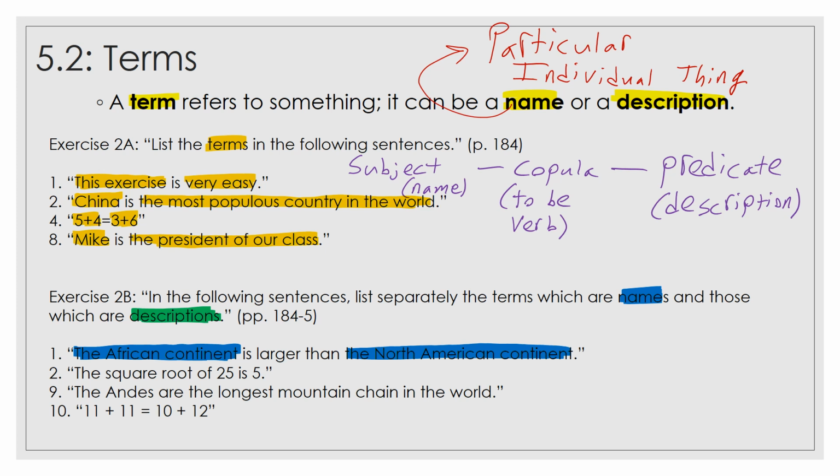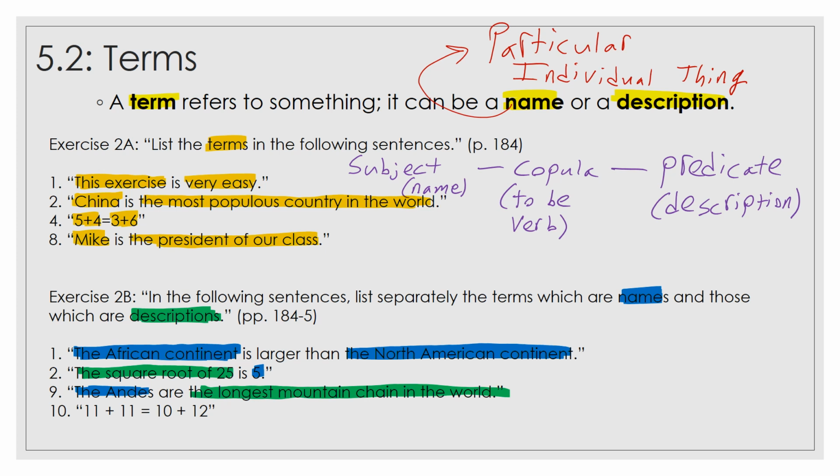How about number 2, the square root of 25 is 5. Here, we'll treat 5 as a name, a particular number, and as the subject, and we'll treat the square root of 25 as a description. It's describing our subject, it's describing our name. Number 9, the Andes are the longest mountain chain in the world. Of course, the Andes is a particular place, it's a name, and then we have the longest mountain chain in the world as the description.